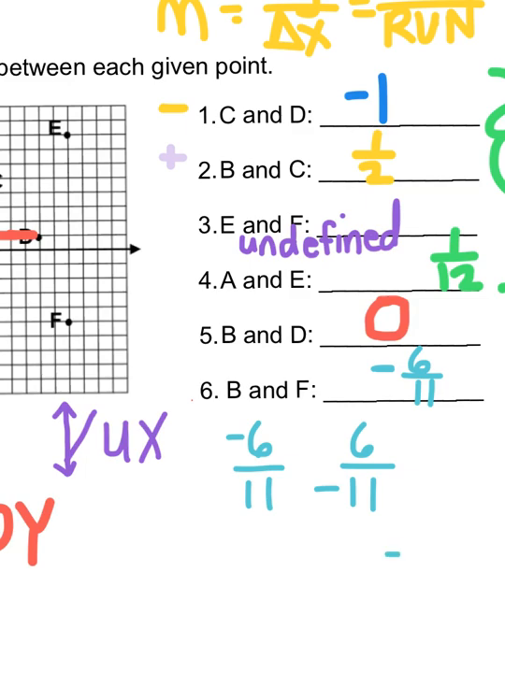What would be incorrect is if you had something like this. That would simplify to a positive. So don't do that. The lesson is yours.